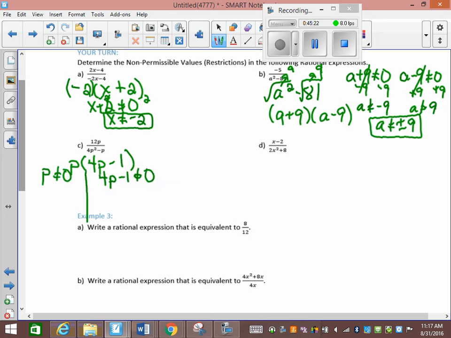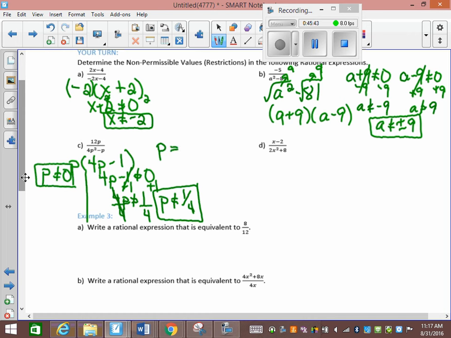This one's done. So we're going to keep that stuff. So I'm going to add 1. I get 4p can't equal 1. Divided by 4. P can't equal a quarter. So p can't equal 0 and a quarter.